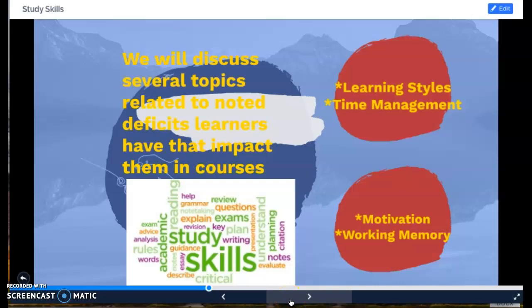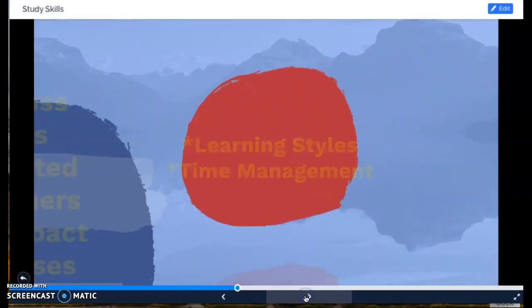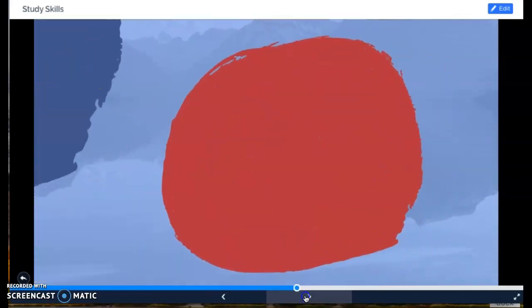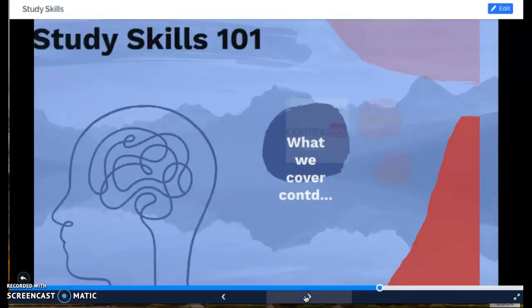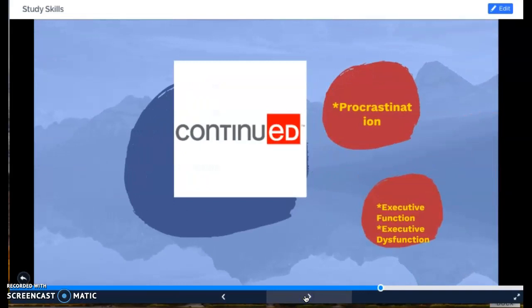So now let's talk about some of the actual topics that will be covered in this course that are related to noted deficits learners have that impact them in courses across the curriculum. The first will be learning styles, learning the different styles in which students or learners learn, time management, motivation, working memory, and we'll continue on to the rest of the list, which will also entail procrastination, executive functioning, and also executive dysfunction, which is just a play on the opposite of executive functioning.